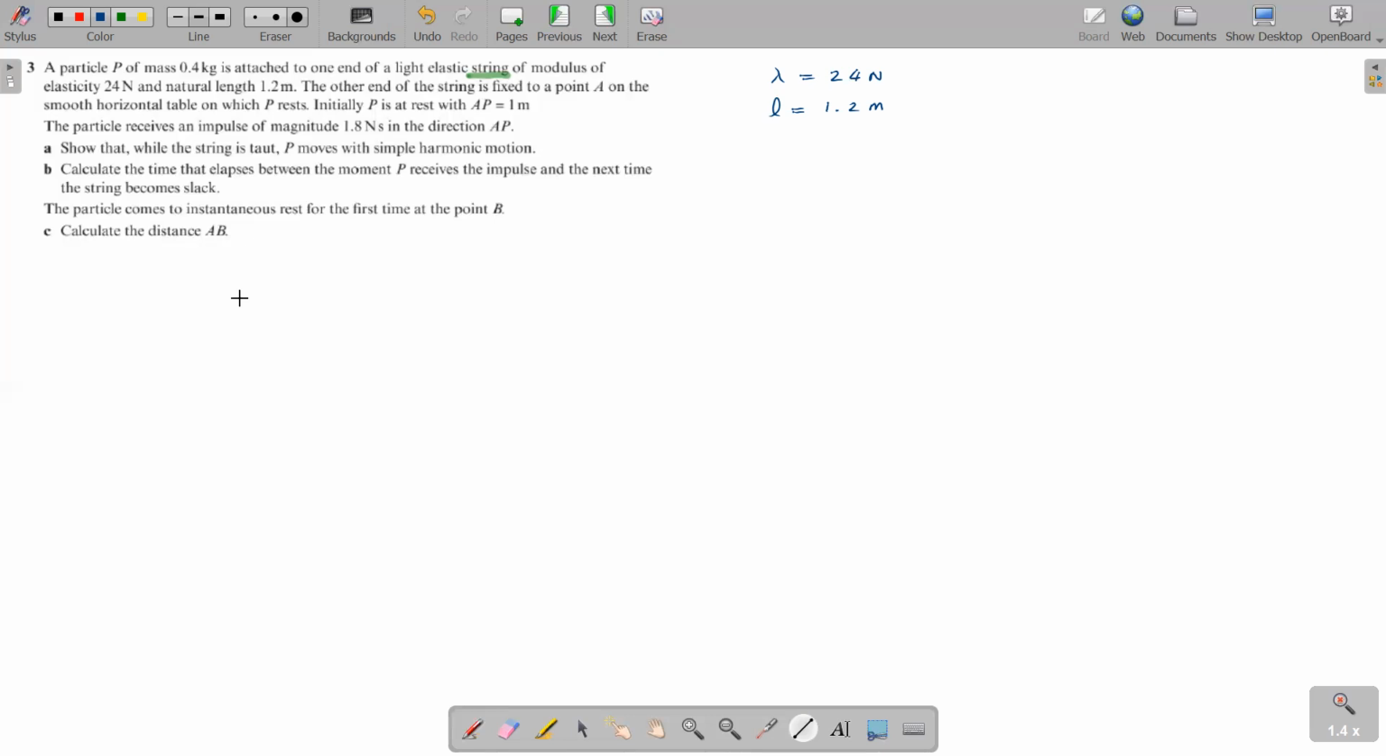So what do you understand? Initially, P is at rest with AP 1 meter means is the string stretched? The string does not compress. So A is 1 point and they are saying, now you know the natural length is 1.2, right? But they say initially P is at rest with AP 1 meter. So if AP is 1 meter, how do you expect this to stay? If AP is 1 meter and you know natural length is 1.2, means we don't have compressions. So in this case, the string is completely slack.